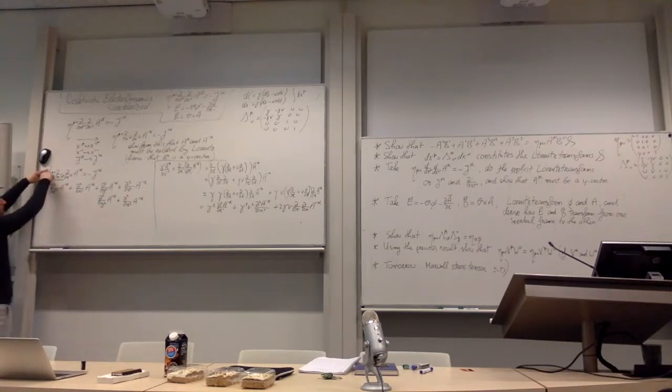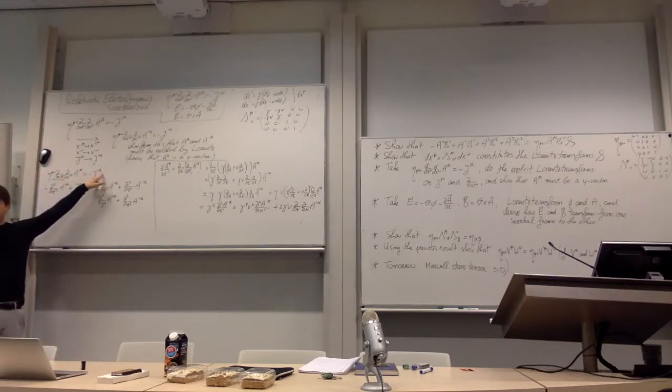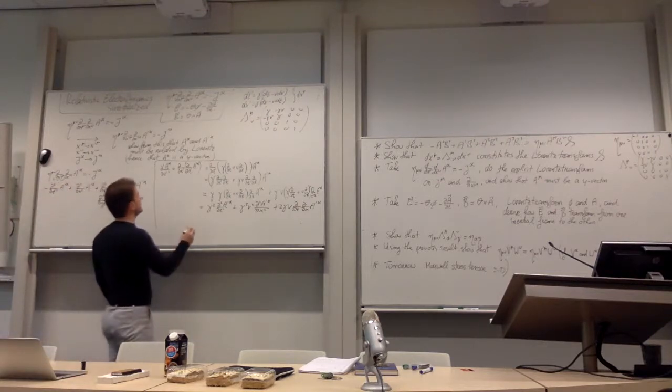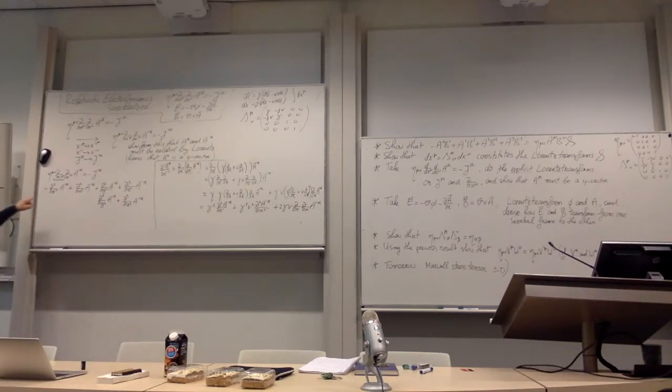So this whole thing, the left-hand side of our equation has now been rewritten. Now I know how to rewrite the right-hand side because I know that this is a Lorentz four-vector. Oh, no. We still have to do this one.